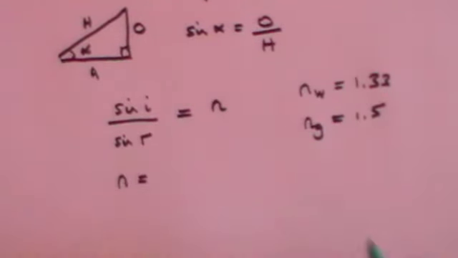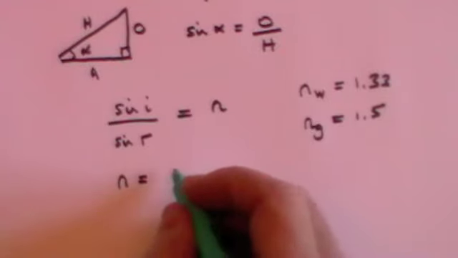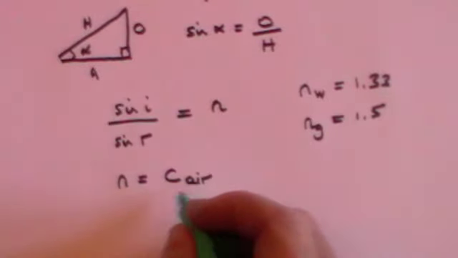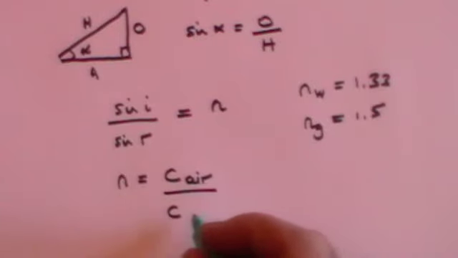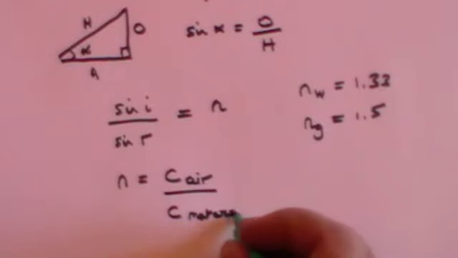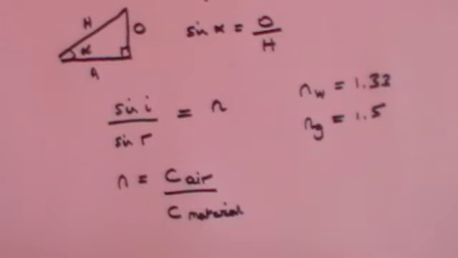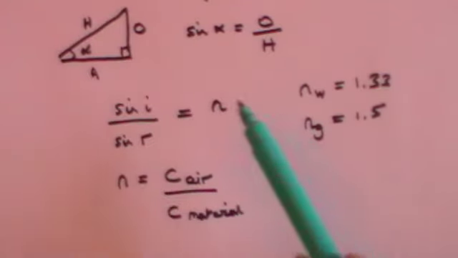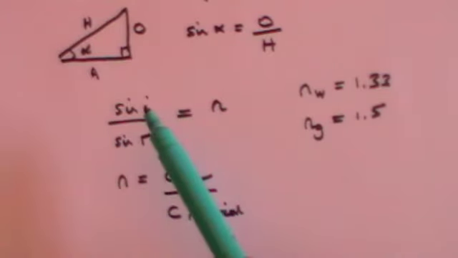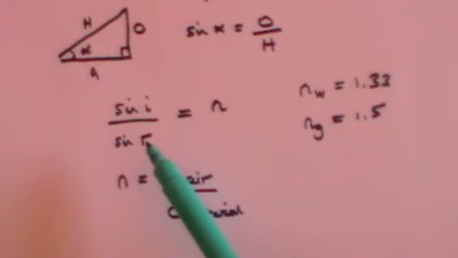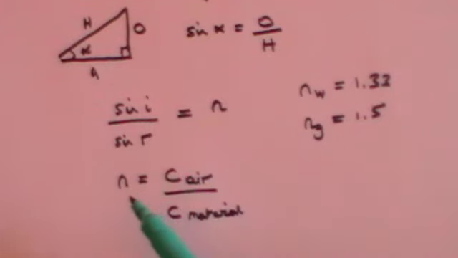It's also the case that the refractive index is simply equal to the speed of light in air divided by the speed of light in the material that we're talking about. So glass or water or jelly. So quick review, the refractive index is equal to the sine of the angle of incidence divided by the sine of the angle of refraction, but the refractive index is also equal to the speed of light in air divided by the speed of light in the material that you are, as it were, passing into.